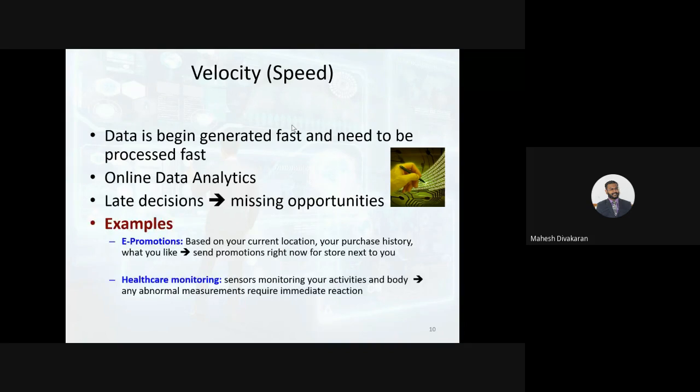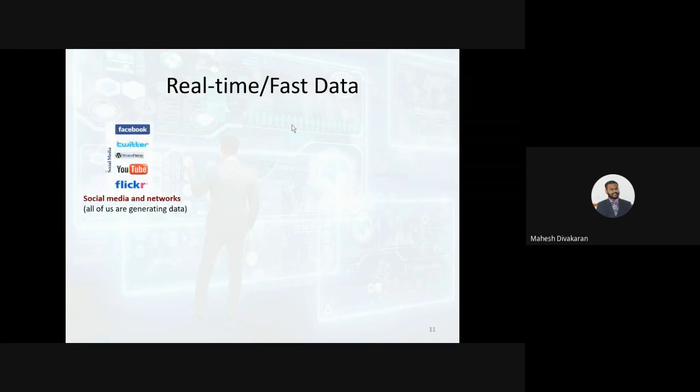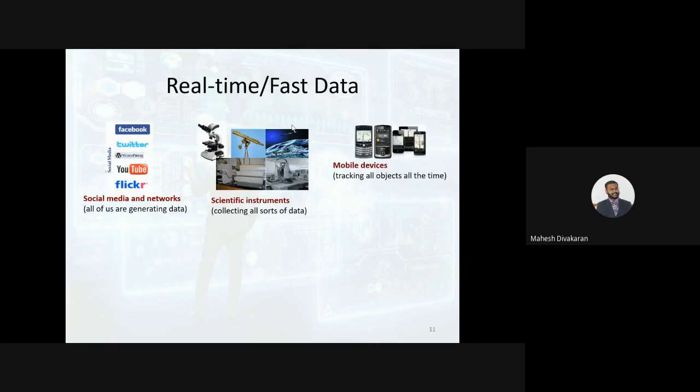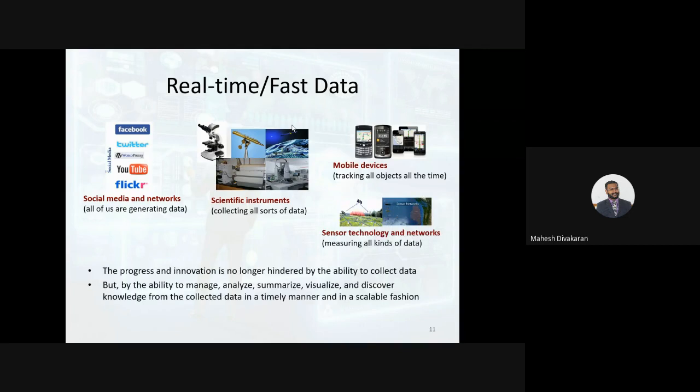So two examples are there. E-promotions: promotions are sent based on your current location, purchase history, and your likes and dislikes. And healthcare monitoring: sensors which monitor your health activities, when you are on a ventilator or going through a robotic surgery. So healthcare monitoring also needs to process the data so fast. These are the examples of real-time or fast data: social media, scientific instruments, mobile devices, sensors, and technology.